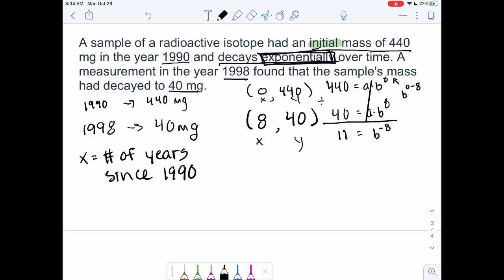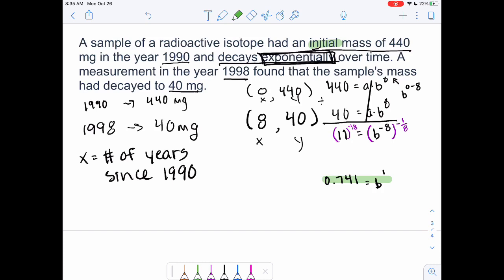Remember, we need our result to be b to the 1st. So I'm going to raise both sides to the -1/8 power, because a power raised to a power means you multiply the exponents, and -8 times -1/8 is 1. Make sure we raise both sides to the -1/8 power, and we see that our multiplier was 0.741. But we're not done with just the multiplier. The multiplier is important, but we need to write our whole equation.